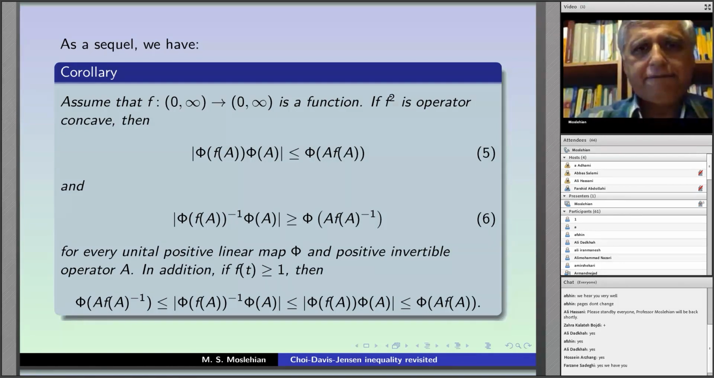Assume that f is a function. If f2 is operator concave, then we have this inequality and this inequality for every unital positive linear map phi and positive invertible operator A.